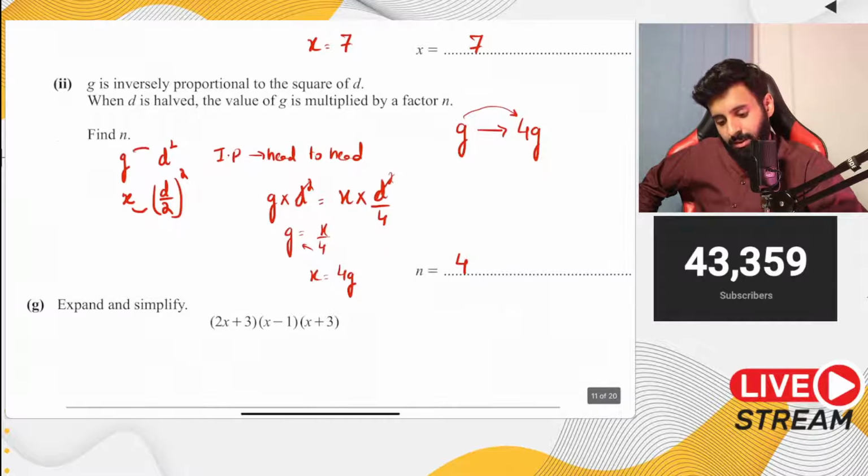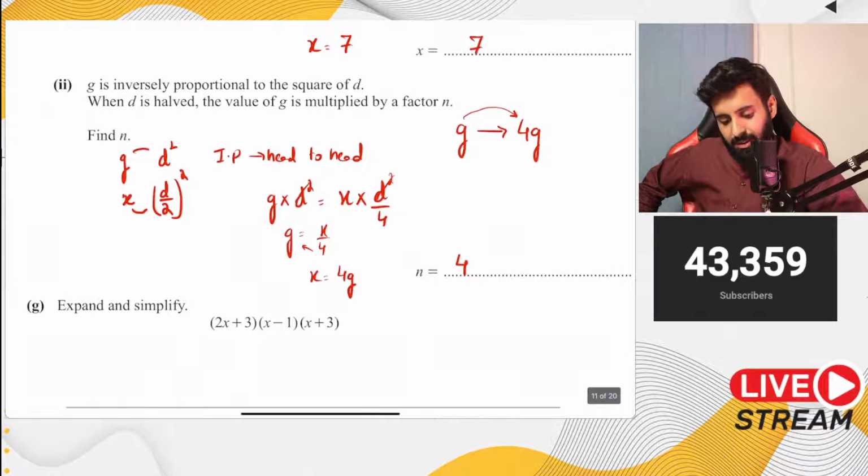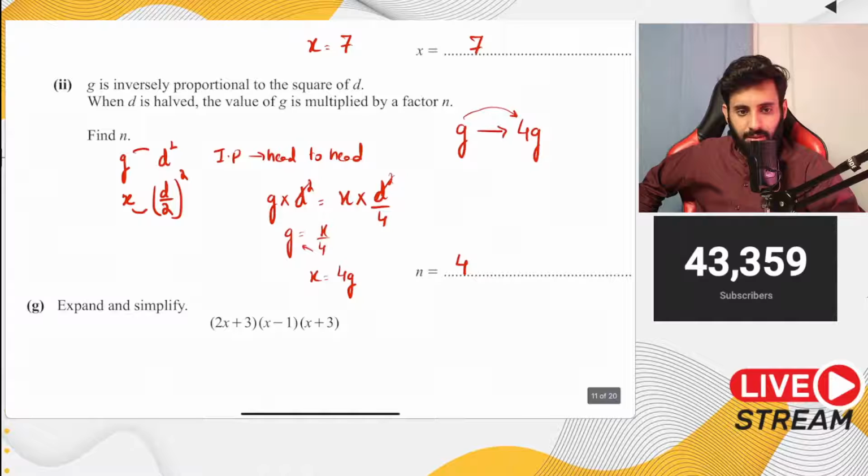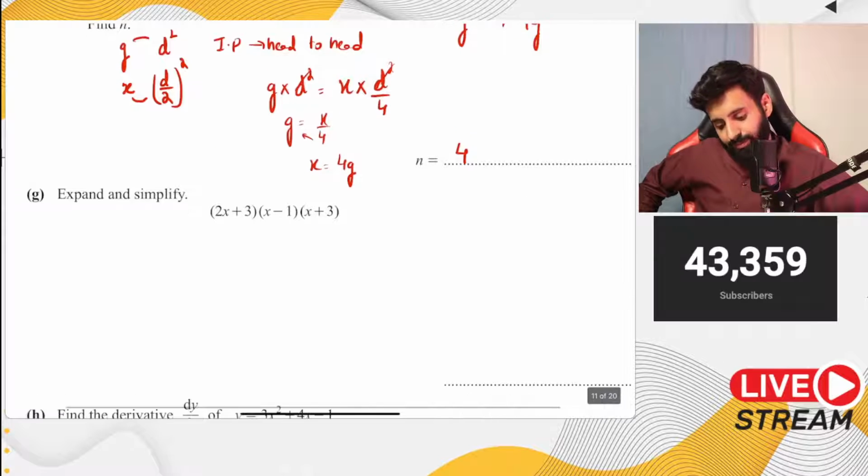So basically, in questions like these, this method really comes in handy. This saves you the pain of finding out the value of k. So yeah, I hope it's clear.